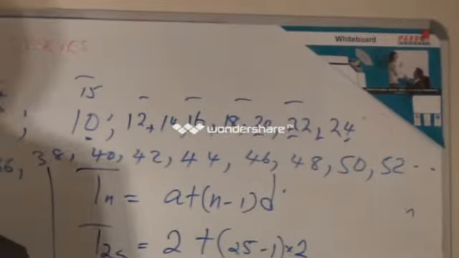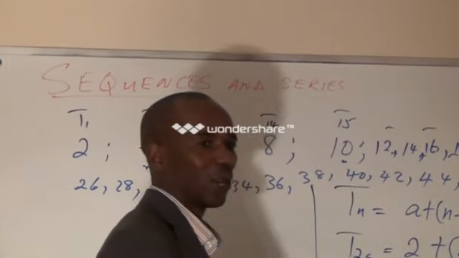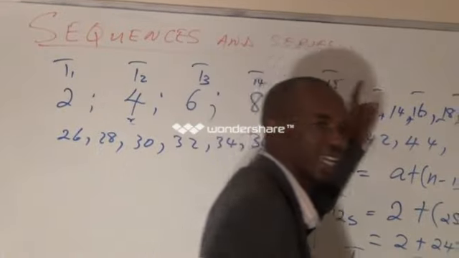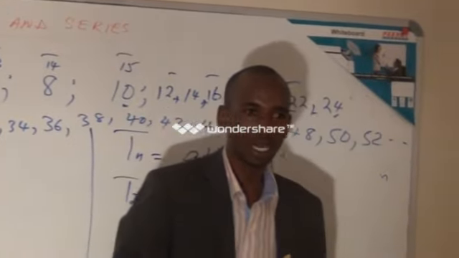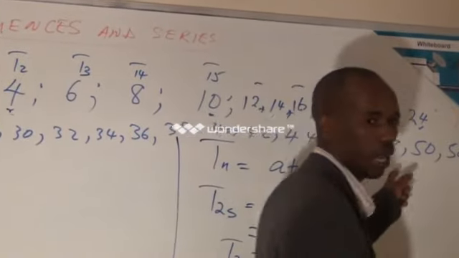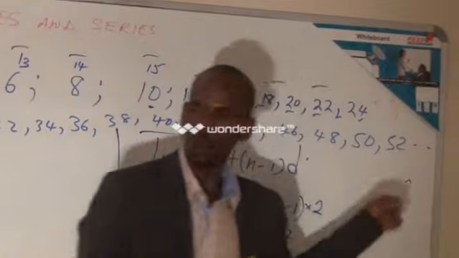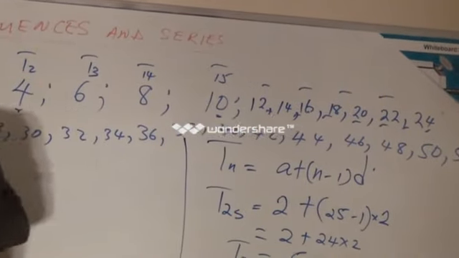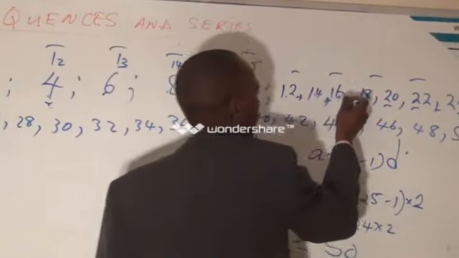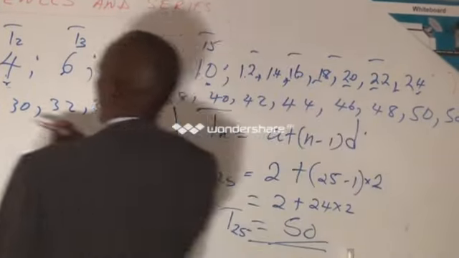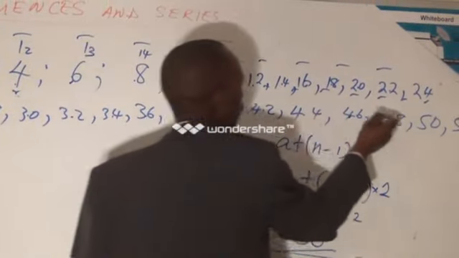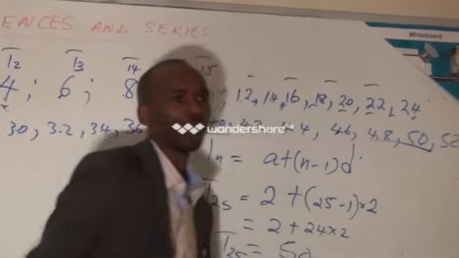Now already, look at this poor student. He wants to find the 25th term, and he has to be writing 2, 4, 6, 8, 10, all the way up to 50. Let's try to check. Is 50 for sure our 25th term? How do we check? Let's count. This is our first term. So, term 1, term 2, term 3, term 4, 5, 6, 7, 8, 9, 10, 11, 12, 13, 14, 15, 16, 17, 18, 19, 20, 21, 22, 23, 24, 25, 50.